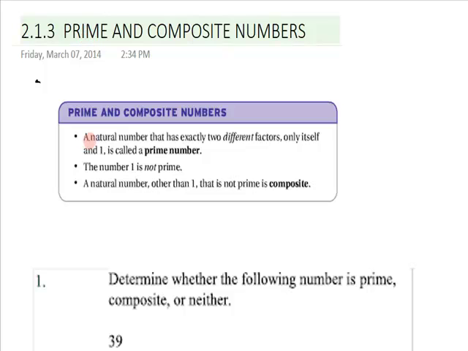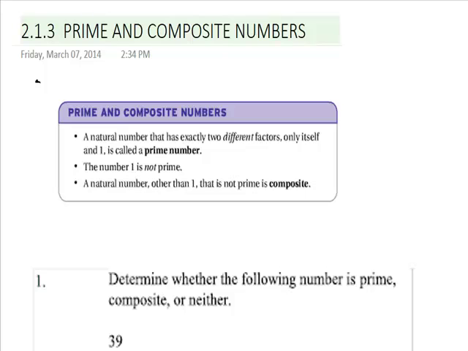Here are the definitions. A natural number, also called a counting number, 1, 2, 3, 4, 5, and so on, that has exactly two different factors, only itself and one, is called a prime number. If you try to find all the factors of a number and the only thing you come up with is one and that number, it is called a prime. Another statement that you need to remember is that the number 1 is not a prime.